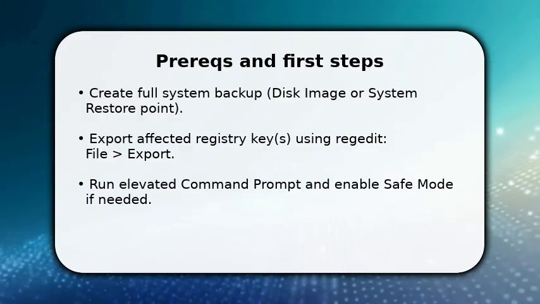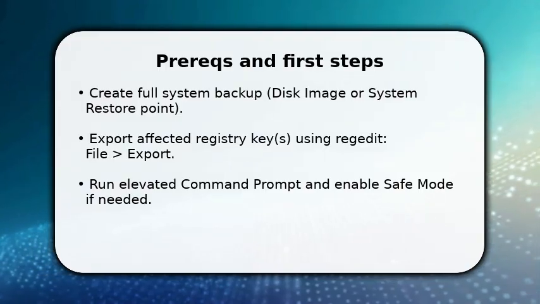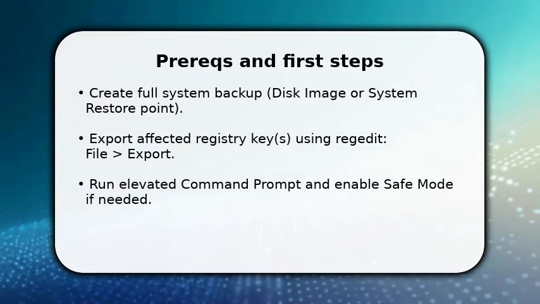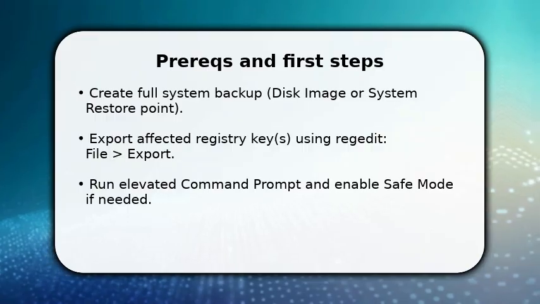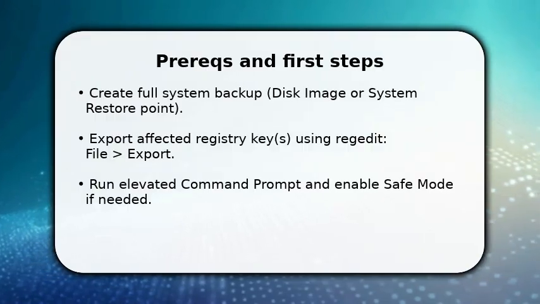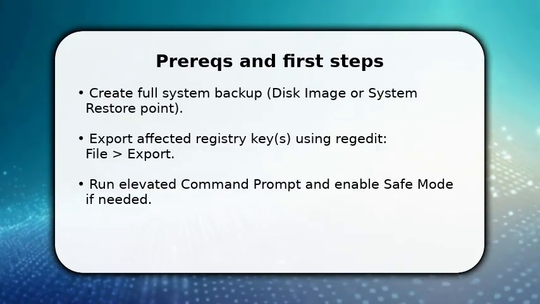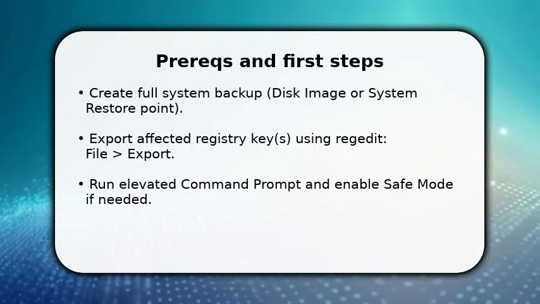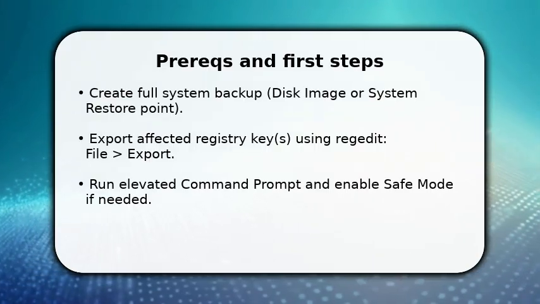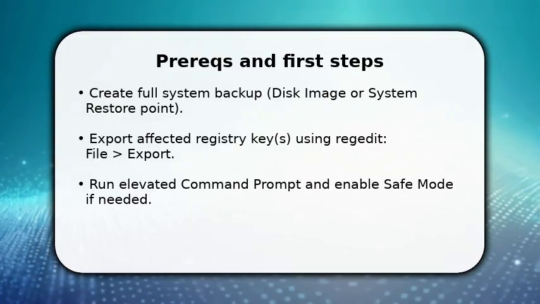You start by protecting your system. Make a full disk image or at least a system restore point so you can roll back. Once done, open Registry Editor as administrator and export the exact key you plan to change. This creates a safe backup. Next, launch an elevated command prompt and verify file system health with chkdsk /f. Make sure Windows is in safe mode if the error blocks normal boot. These precautions let you act without risking more damage.